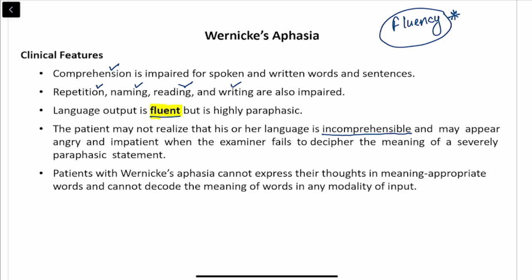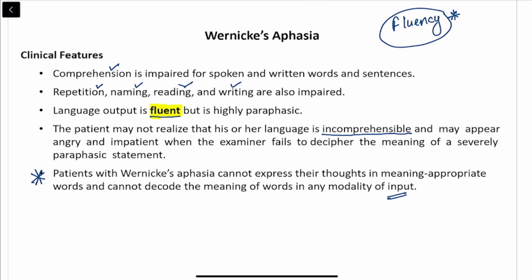Patients with Wernicke's aphasia cannot express their thoughts in meaning-appropriate words and cannot decode the meaning of words in any modality of input. Neither are they able to understand what the examiner is saying, nor are they able to tell the examiner in a meaningful language.